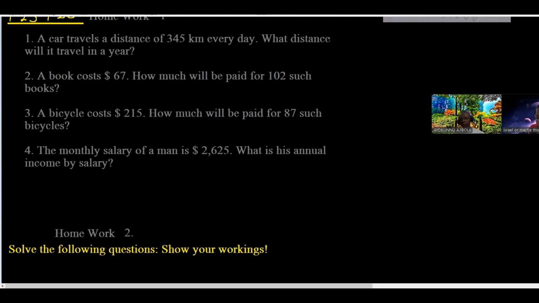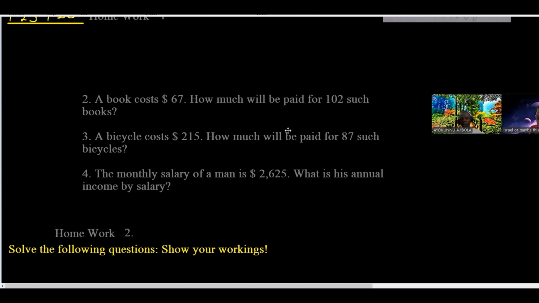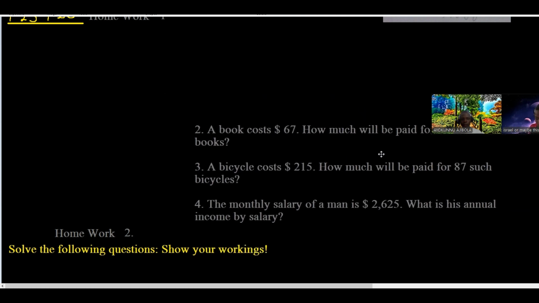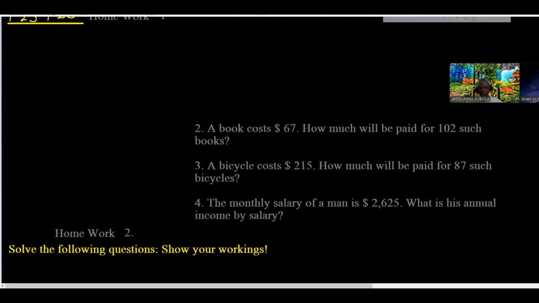So the second question, let me remove this first question, since you already have the questions written down. The second question says a book costs $67. How much will be paid for 102 of such books? So number two, one book equals $67. So two books will be 67 times two.